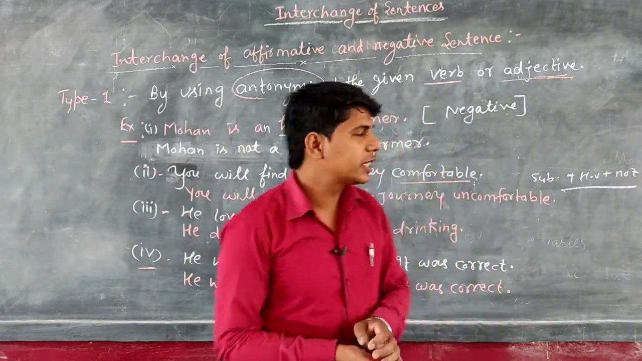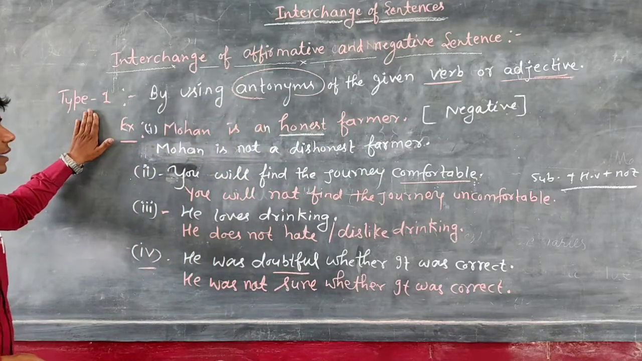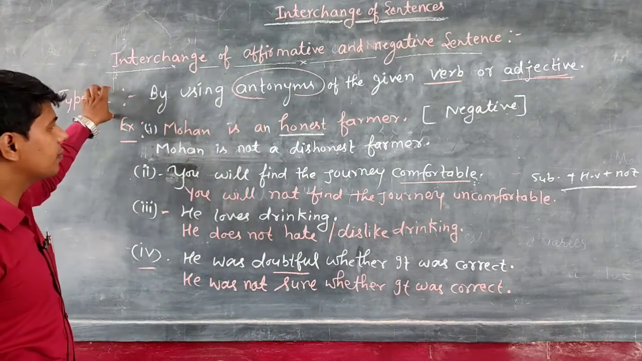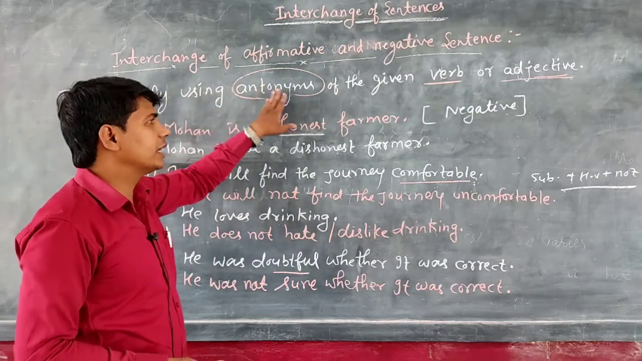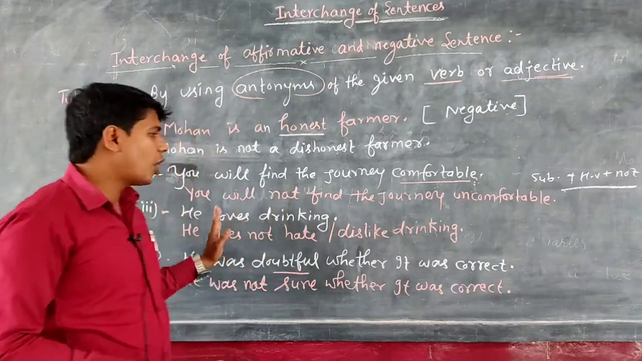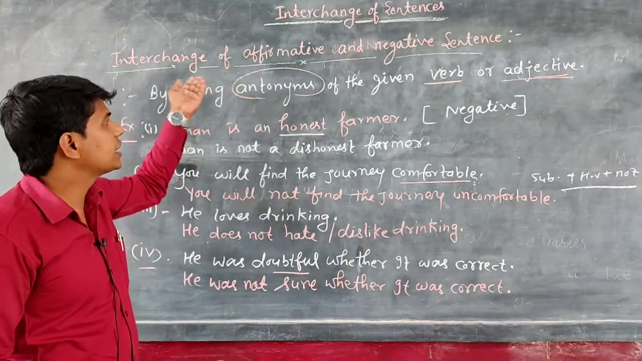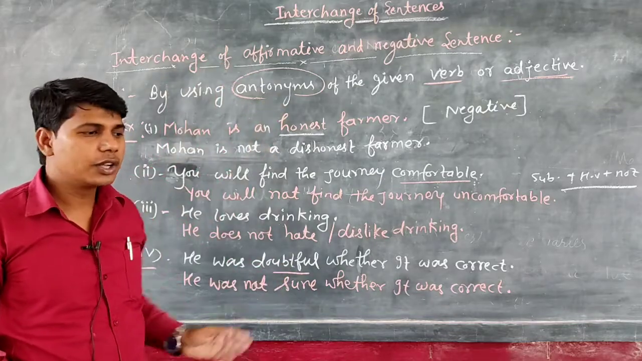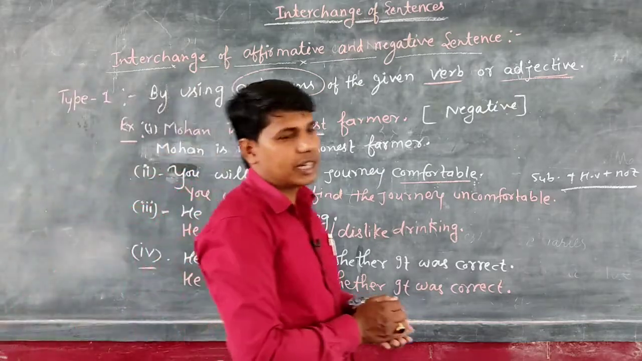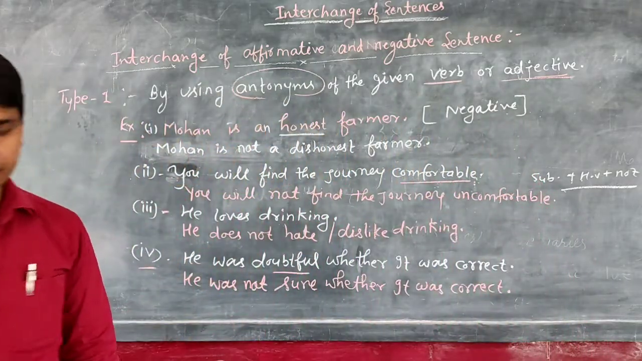So this was type first: by using the antonym of the given verb or adjective. After that, we will study some other concepts about the interchange of affirmative and negative sentences. So students, I give you 2 minutes to note down all these points. Time starts now.